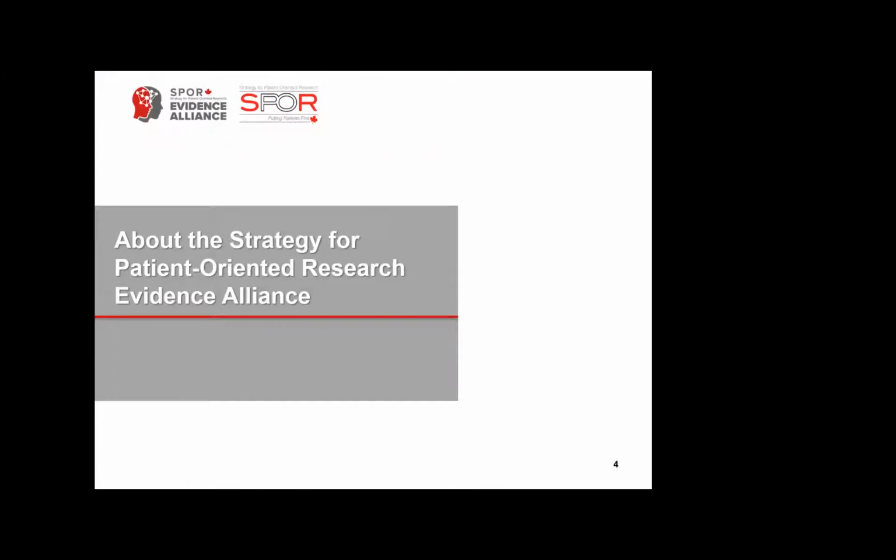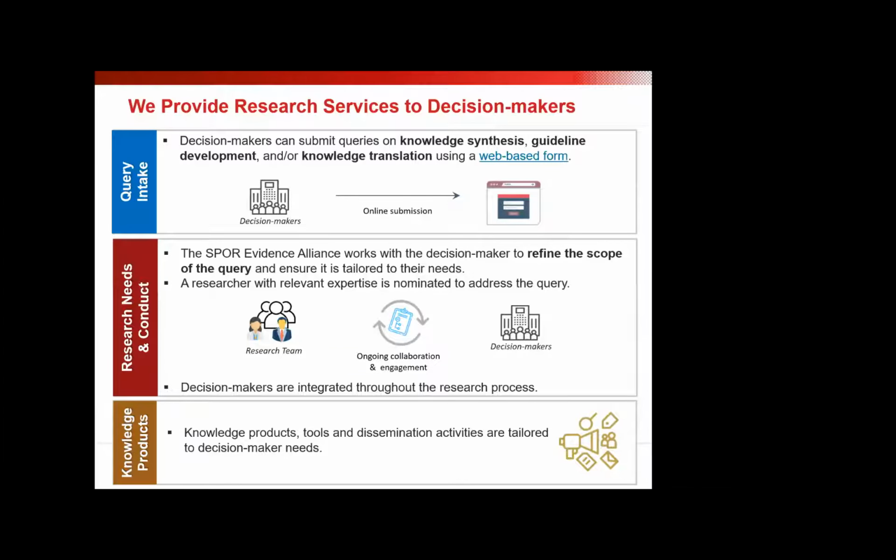So just to give you a little snapshot of the Strategy for Patient-Oriented Research, or SPOR, Evidence Alliance. This was made possible by a 5-year grant from the Canadian Institutes of Health Research. And we welcome everyone with open arms to become a member. And in the past 4 years, we have had the opportunity of welcoming more than 350 members across Canada and abroad. And what we were funded to do was to provide research services. So we try to respond to our decision makers through knowledge synthesis, guidelines, and knowledge translation.